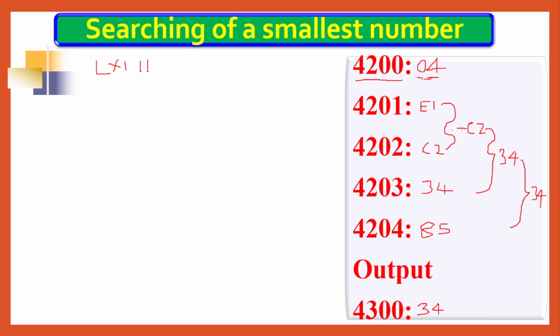LXI H, the corresponding address. This is the instruction whenever we need to load a 16-bit immediate. LXI means load the register pair with the immediate data. So the HL pair will be loaded with the immediate data 4200. When you type in the simulator, we always have to use the X to represent hexadecimal.